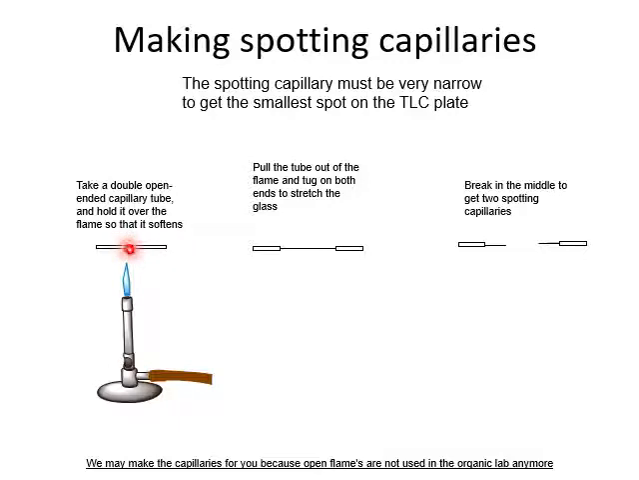So you hold it over flame, usually touching the flame, and then once you feel it that it's starting to come out, you pull each side and then you break them, and then you have spotting instruments. We make the capillaries for you because open flames are not used in the organic lab anymore. They're used in some biology labs, however.